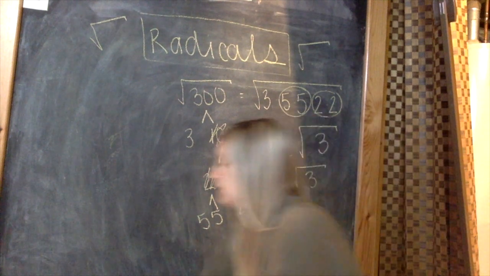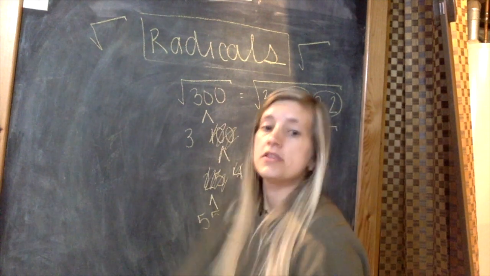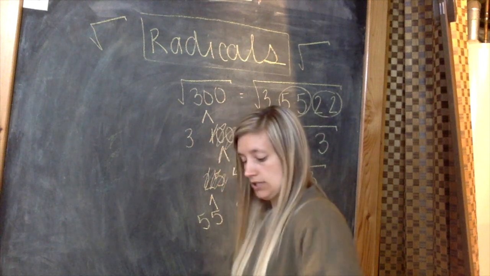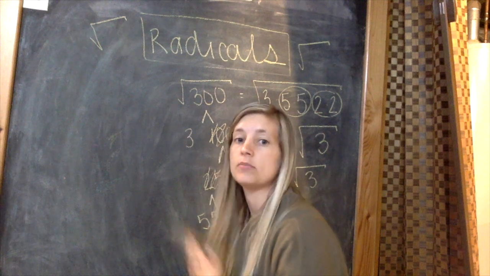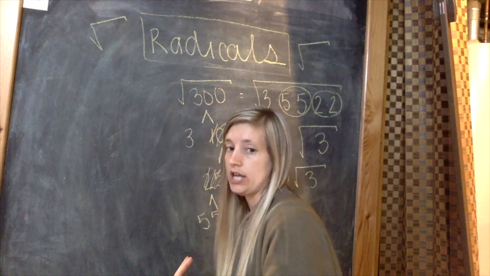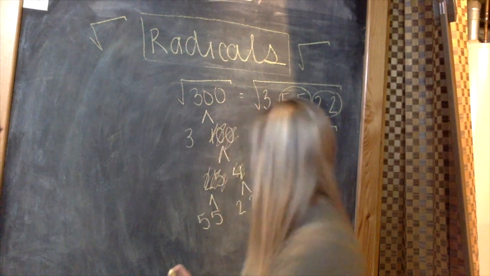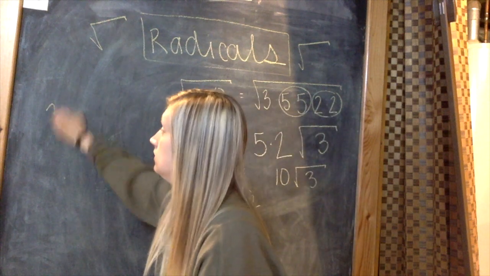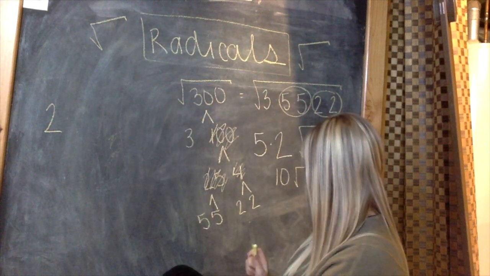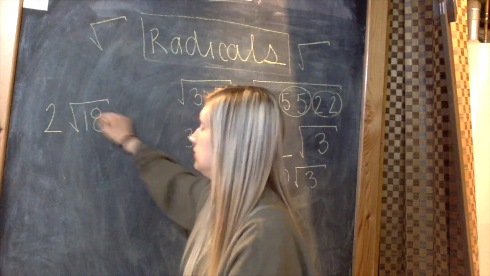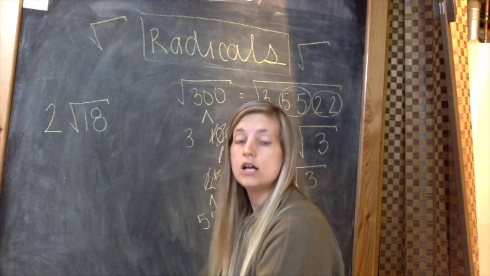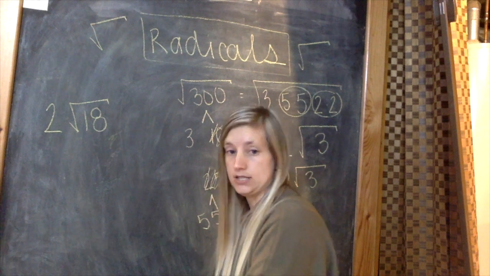Okay, let's try another one. Rather than erasing, let's just move over. What happens if I already have a whole number out front? Does it change or does it not change? What if I have 2 square root of 18? So I have 2 times the square root of 18.